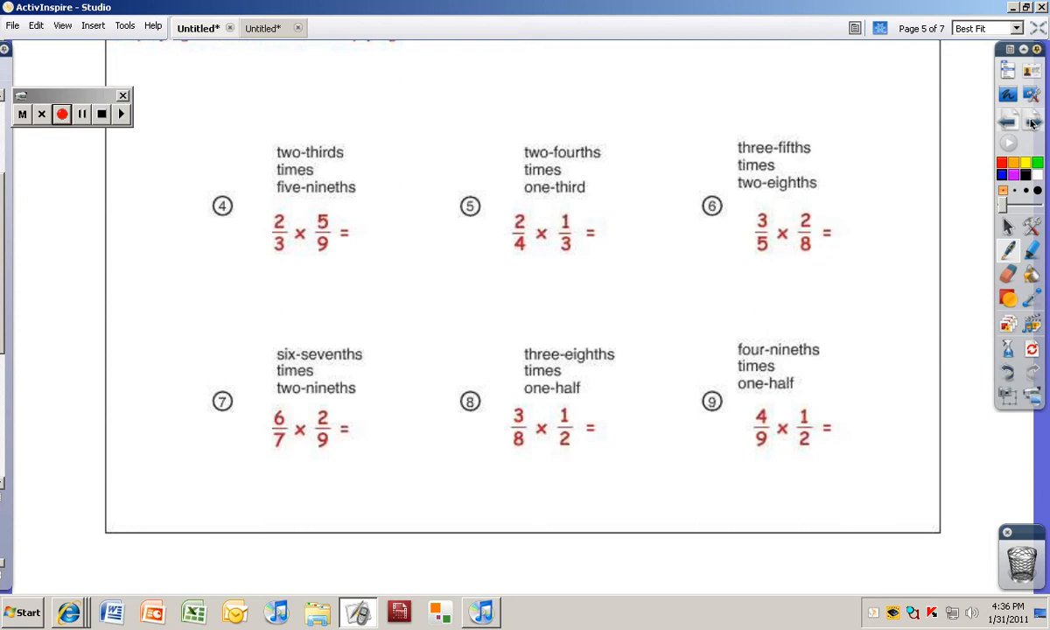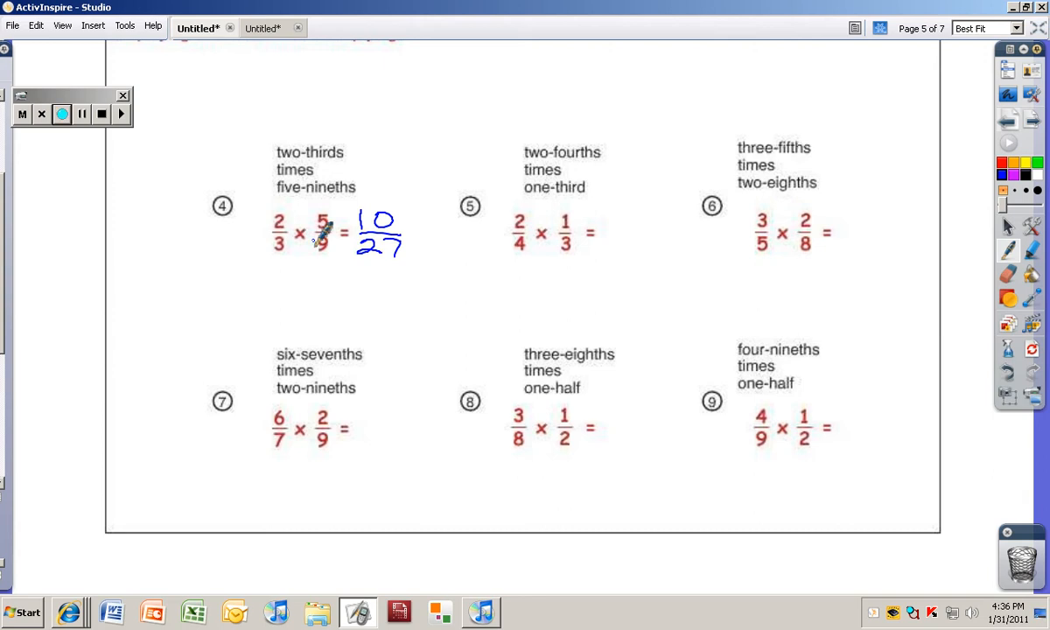Let's go ahead and solve these real quickly. Everybody help me out here in the studio audience. 2 and 9, can I cross-reduce those? No. 5 and 3, can I cross-reduce those? No. Sometimes you can't cross-reduce, and that's okay. That means that your answer is going to be reduced at the end. 2 times 5? 10. 3 times 9? 27.